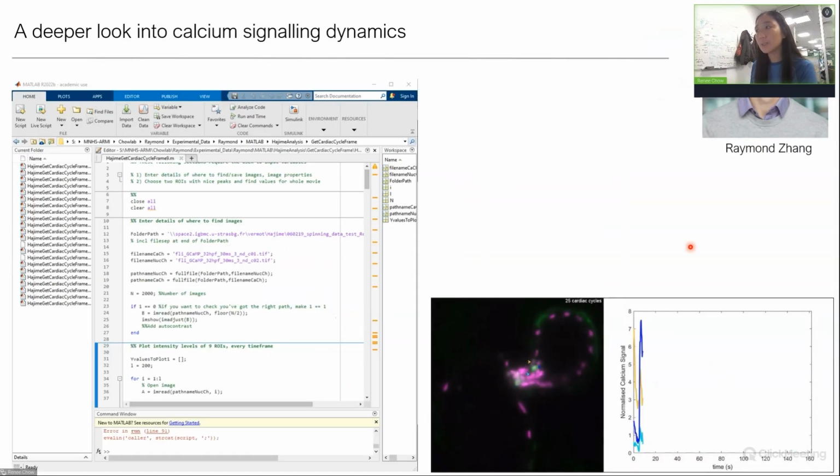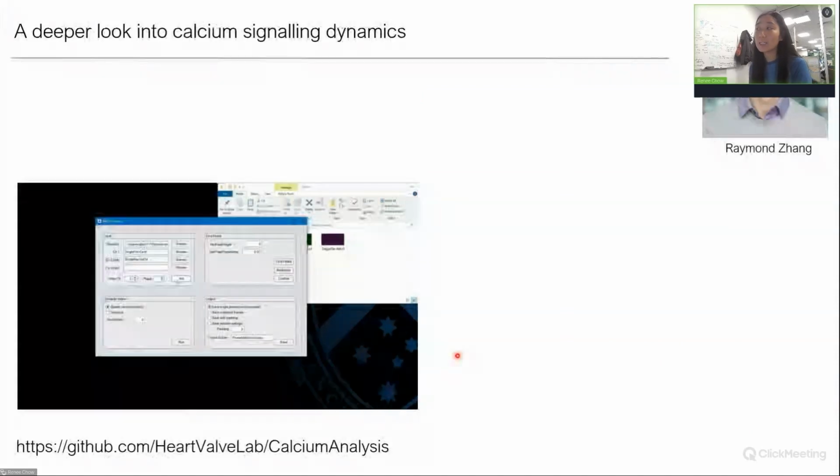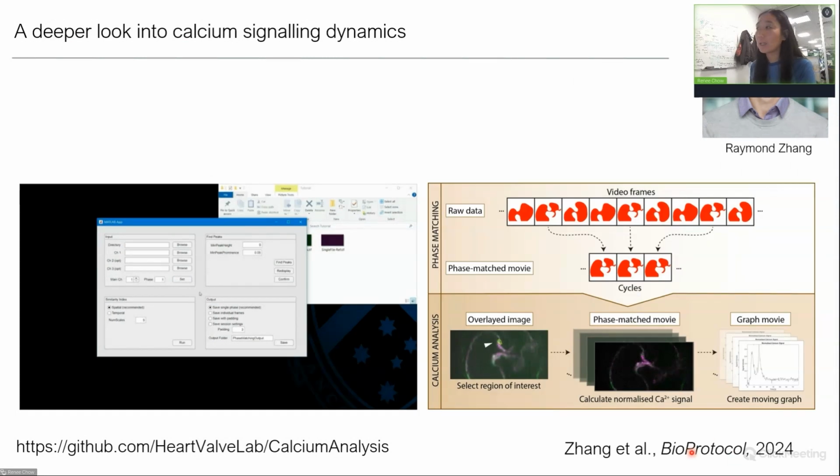And I've shown this movie before, but what I didn't say was that this was actually a really terrible piece of code. And now that we are trying to look deeper into the calcium signaling dynamics, Raymond from our lab has developed a new version of the software, which has a nice graphic user interface, so it's very easy to use, and it's much less error prone. And we just submitted this to Bio-protocol, and it has been published.